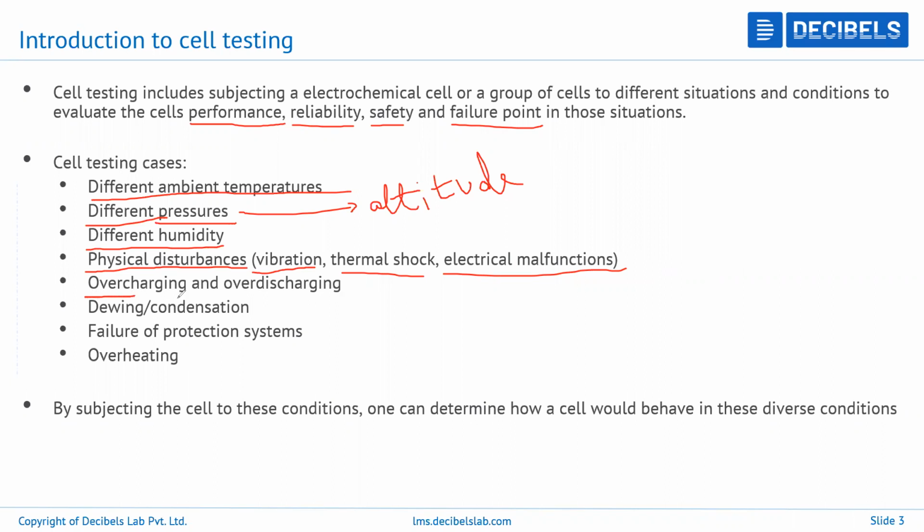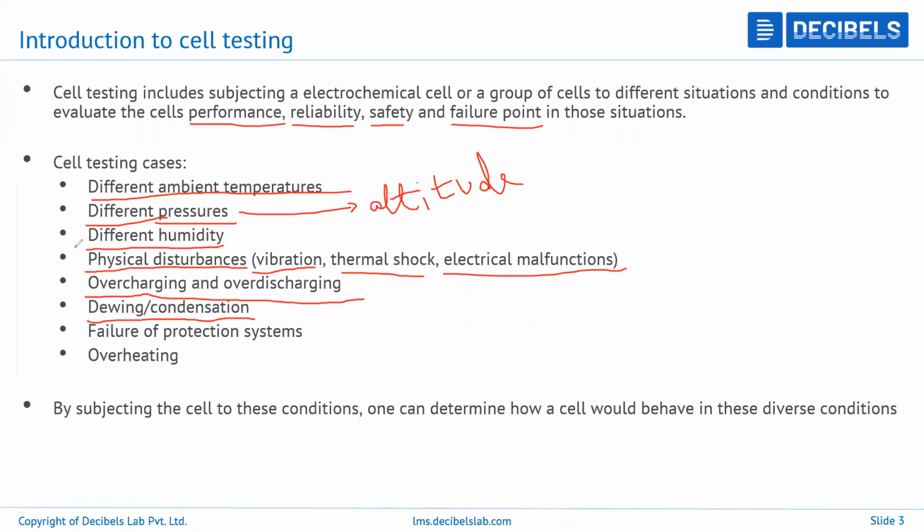So it could also face overcharging and over discharging. Let's say that you have kept your battery for charging at very high rates, right? So how could that affect the battery? How could it affect the performance of the battery, its temperature, its overall performance, right? And also dewing and condensation.